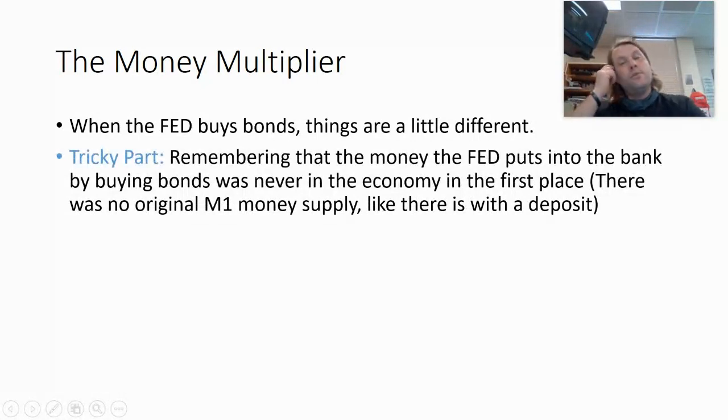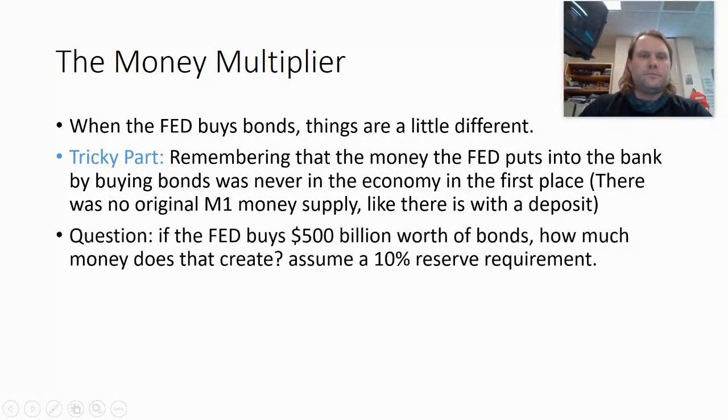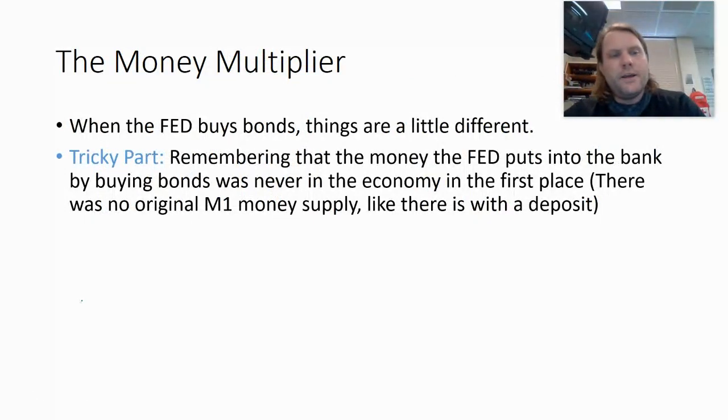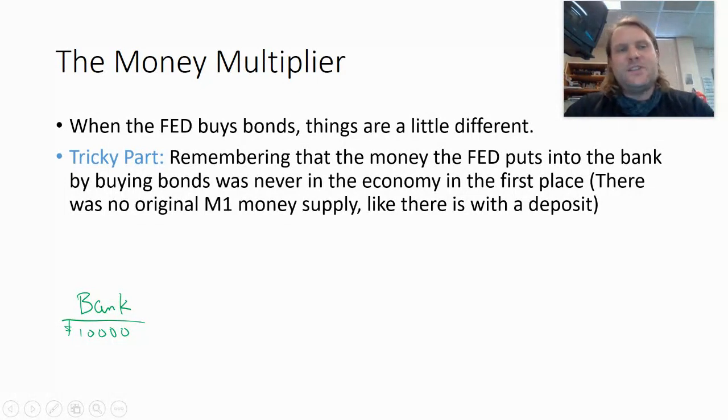All right. Now, remember, when the Fed buys bonds, different things are going on. So when the Federal Reserve buys bonds, what that's doing is it's not necessarily taking away from the reserve requirements from a bank. So our bank here, let's just say our bank has 10 grand total. So 10,000 total, and the Fed decides to sell bonds. So we're just going to say that the bank puts 2,000 in here to the Fed.